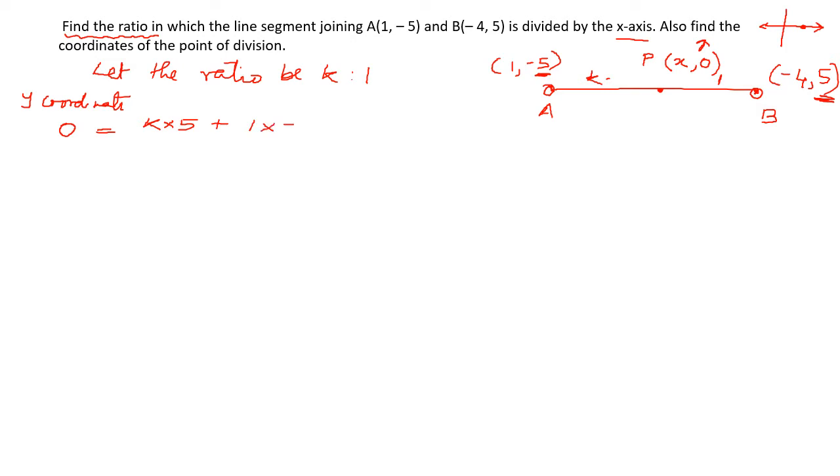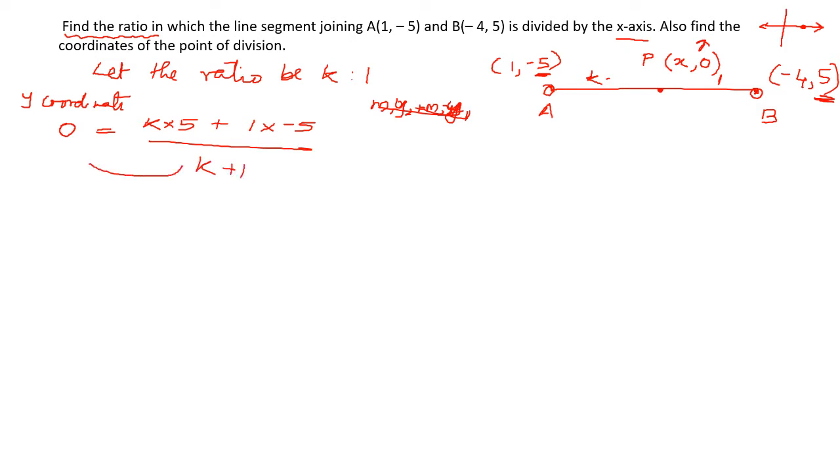Remember, when the ratio is m1 is to m2, we take it as m1 into x2 plus m2 into x1. If it is y, it is m1 into y2 plus m2 into y1, divided by m1 plus m2. So here we have divided by k plus 1.